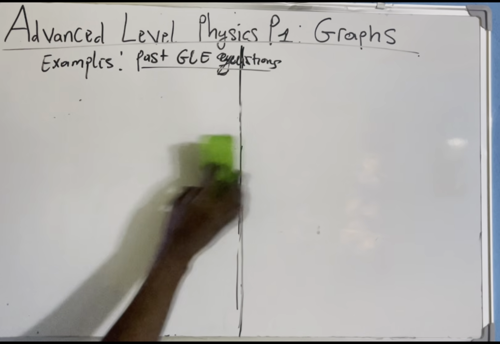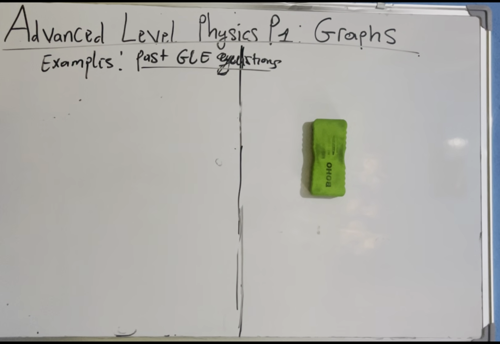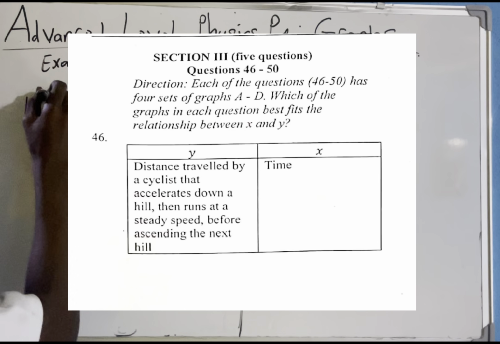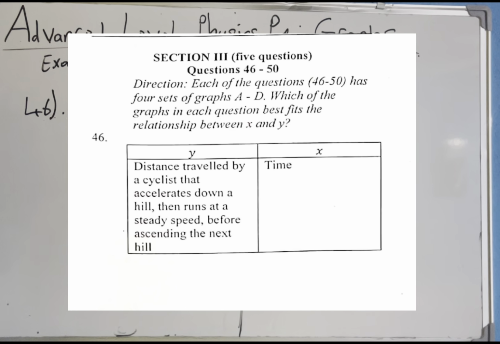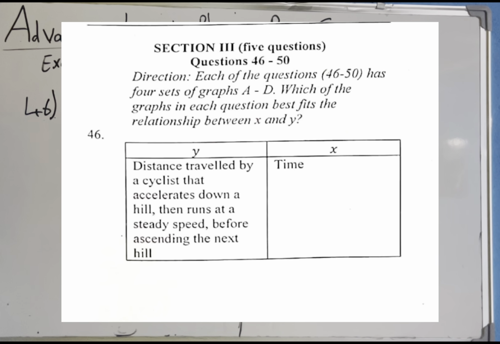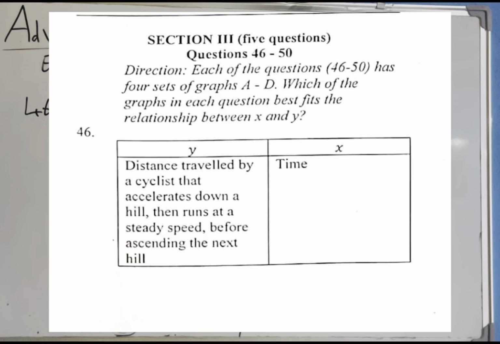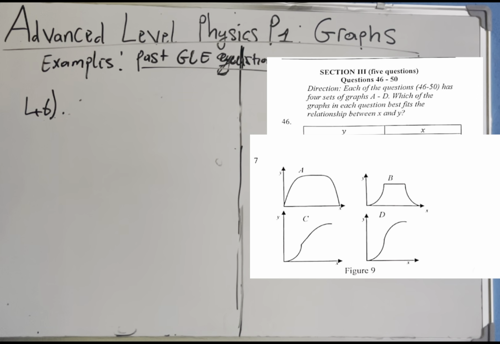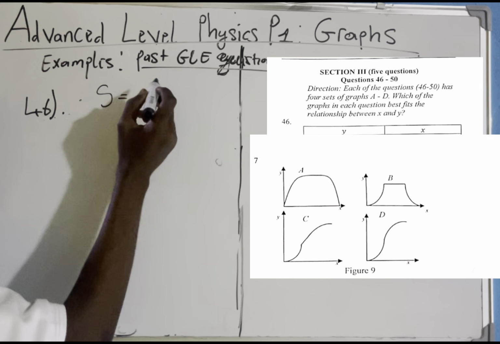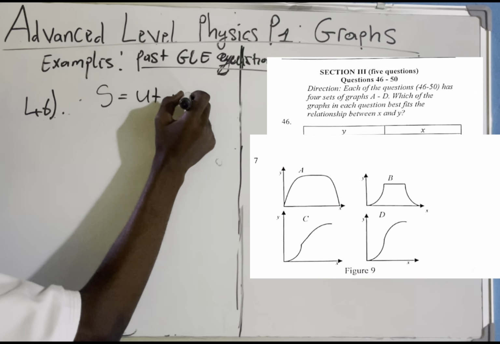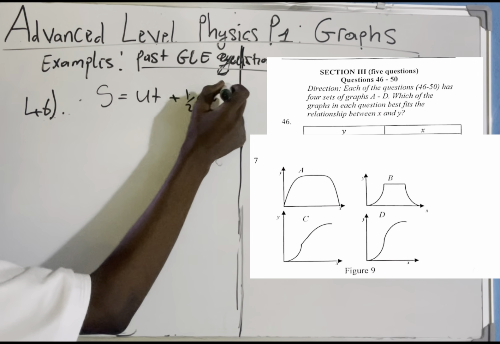Okay, so now let us move to the last year that I want us to answer. For this year, let us start with the first question under graphs. y here represents the distance traveled by a cyclist that accelerates down a hill, then runs at a steady speed before ascending the next hill, against time. Now, here you should first of all divide the different parts of your motion. Very important. The distance traveled, I know the formula is s equals ut plus half at squared.